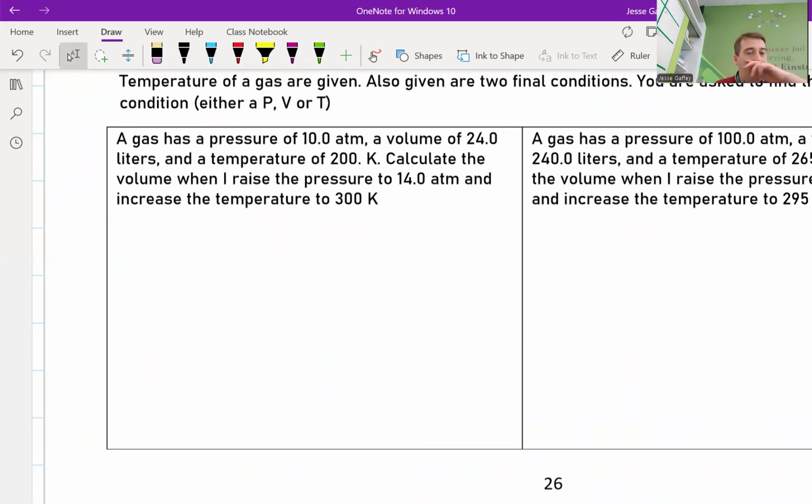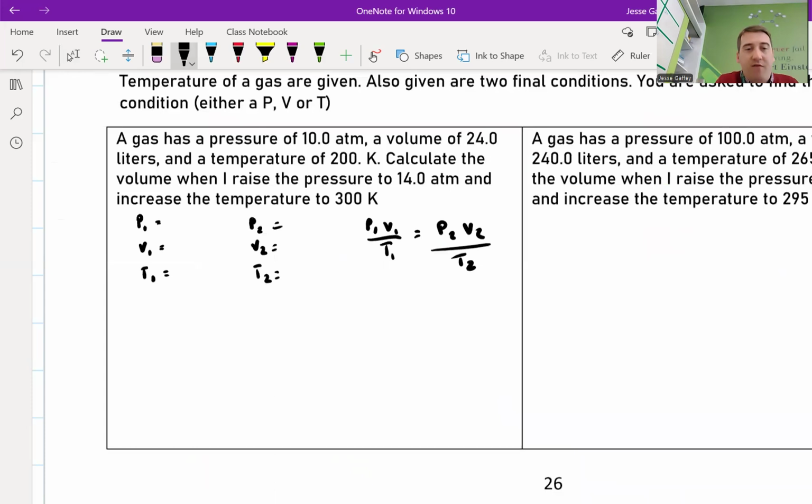Now what we're going to do is we're always going to start out by writing each of these pieces of information that are in our equation: P1, V1, T1 equals P2, V2 over T2. Okay, so that's the equation we're going to use, and we're going to fill this section in from the information in the question. So let's say a gas has a pressure of 10 atmospheres. So let's assume that's the beginning pressure, 10 ATM, a volume of 24 liters, and a temperature of 200 Kelvin. So this is the first set of conditions.